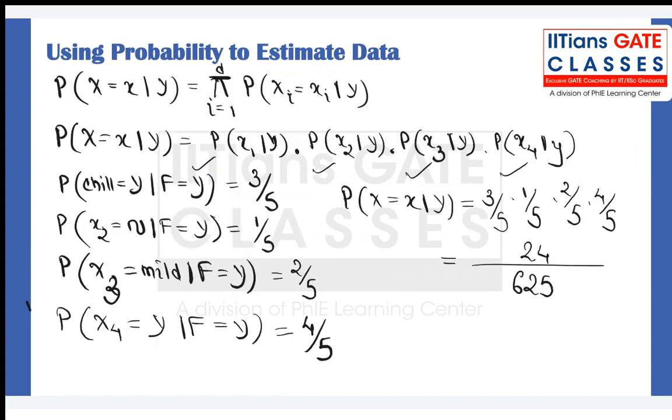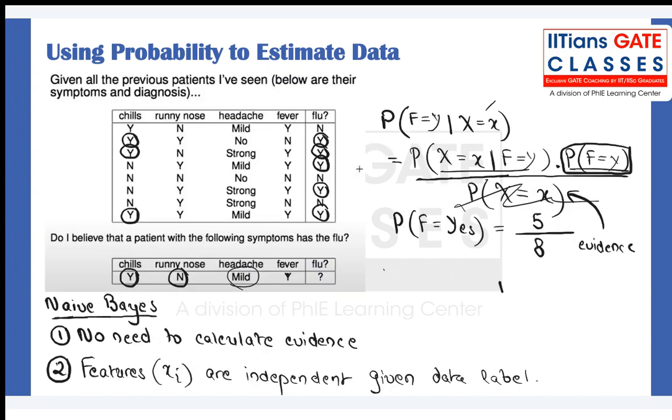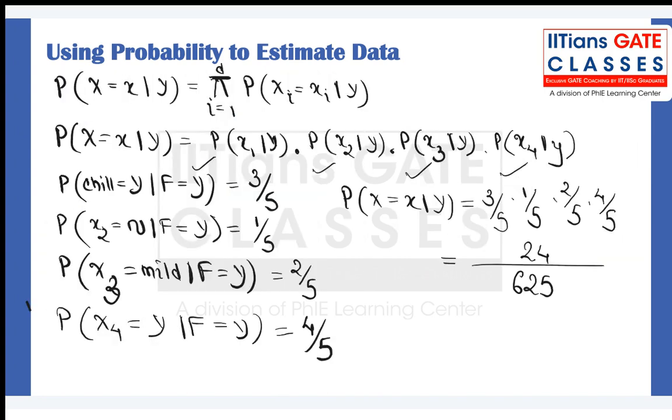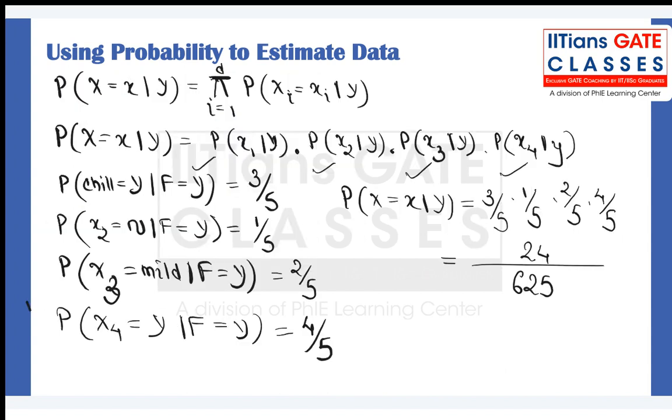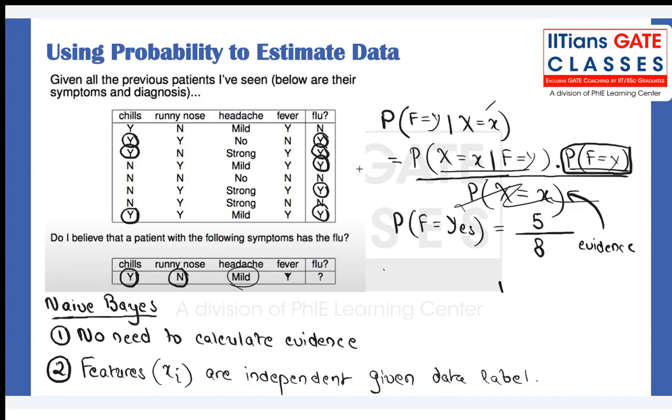Let's do it: 24 by 625 into what is the probability that flu is yes? I think I'd calculated somewhere, right? 5 by 8. So it is 5 by 8 multiplied by 24 by 625, which is 3 by 125, correct? So 3 by 125 is the probability that the person will have flu given the characteristics, right?